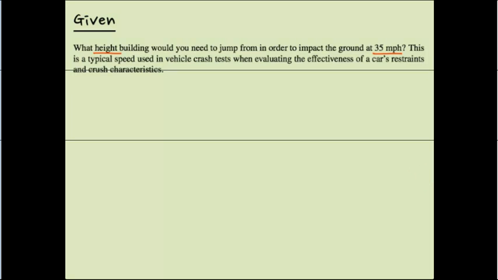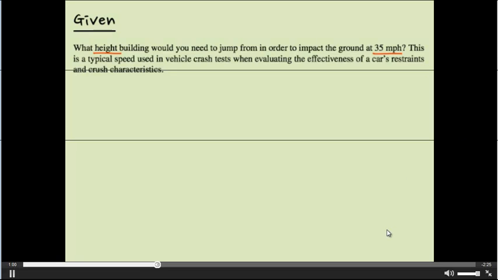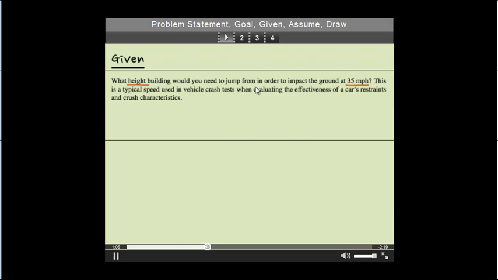So in order to achieve this goal of finding the height that we would need to jump from, what exactly do we need to do that? What kind of information are we given from the problem statement to help us do that? Well, the problem statement is pretty short, as you may have noticed, and really there's only one piece of information that we have, and that is the 35 miles per hour that we would be hitting. There isn't a whole lot there, but let's assume that we have no air drag in this problem to make our lives a little bit easier.